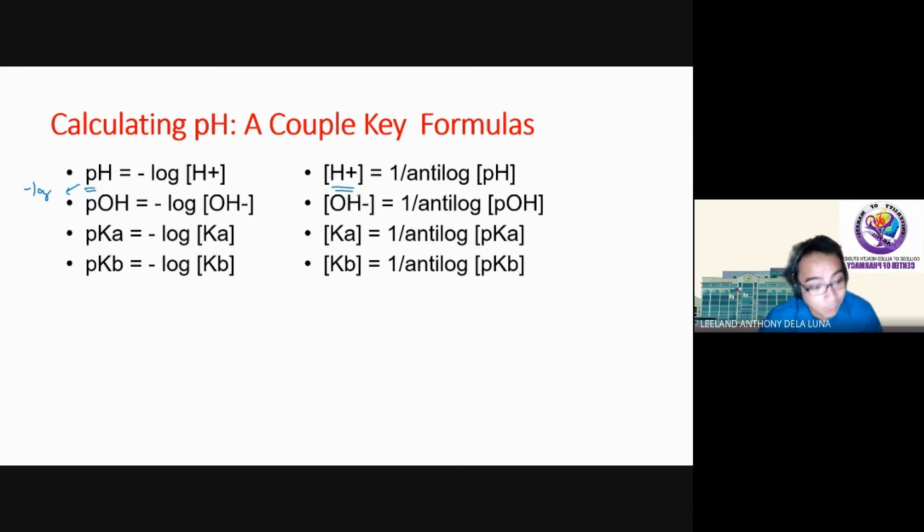Same goes with hydroxyl ions. Okay, that's 1 over antilog pOH. Right? And then sa Ka naman, ganun din. If you want to determine class Ka, that's just 1 over antilog your pKa.